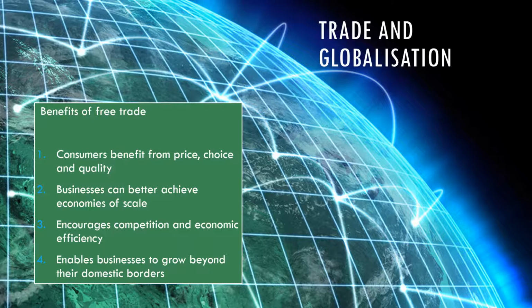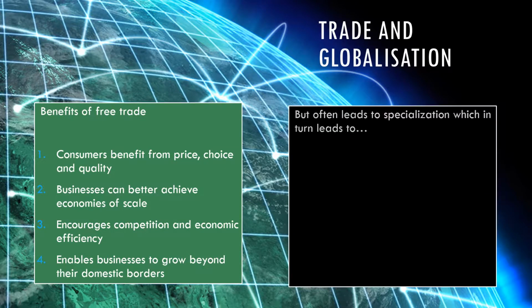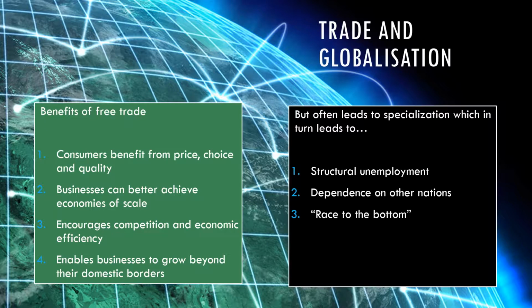However, we've also learned that there are potential disadvantages and downsides. Globalization and trade often leads to specialization, which can sometimes lead to structural unemployment when an industry leaves a country and relocates somewhere else and leaves behind unemployed workers. It can also encourage dependence on other nations. And sometimes globalization is accused of creating a race to the bottom, in which MNCs push for lower taxes and poorer worker conditions and drive down those standards around the world.